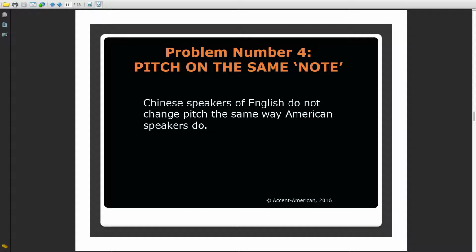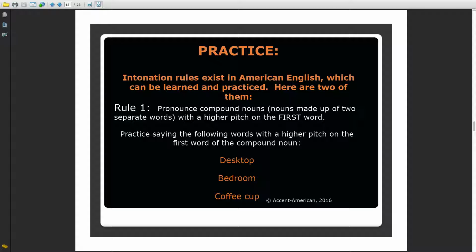Very good. Problem 4. Pitch can often be perceived as being on the same note, or monotone. This is because Chinese speakers of English don't change pitch the same way that American speakers do. In Chinese, you have pitch changes within a syllable. In English, we have pitch changes over a syllable. Now, there are intonation rules, or pitch rules, that exist in American English, which can be learned and practiced. So here are 2 of them.